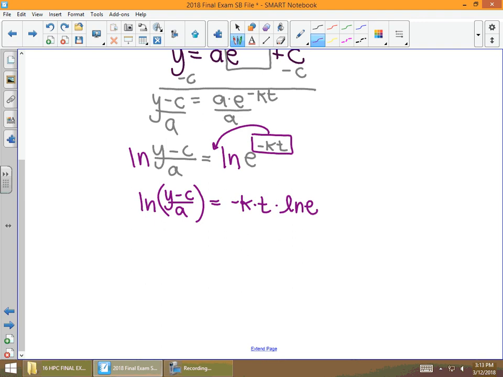I think sometimes it's easier to see how to break up the problem if you put in those multiplication signs. Again, ln of e is 1, so that goes away. And now I need to get k all by itself, and I'm going to do that by dividing by negative t. Okay, so that's kind of a nasty answer.